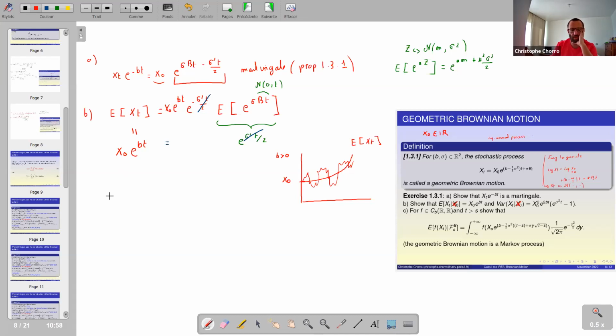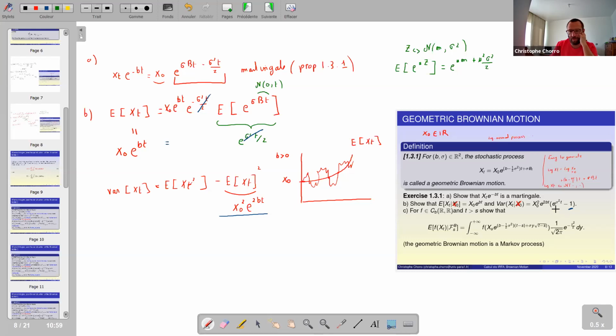Let's continue my computation. I want to compute now the variance of X_t. The variance is just the expectation of X_t squared minus the square of the expectation of X_t. I know this term: it is just X_0 exponential of bt, squared. And as you can see, the term minus X_0 squared exponential of 2bt is exactly what we have here, the term with a minus 1 that I am interested in.